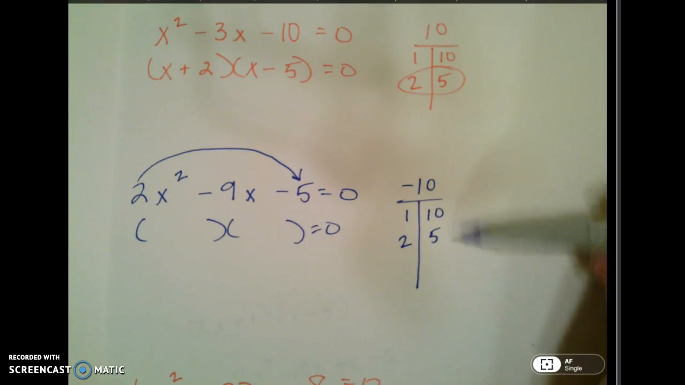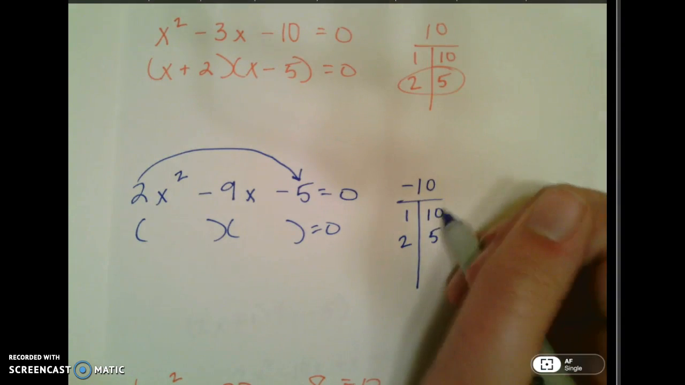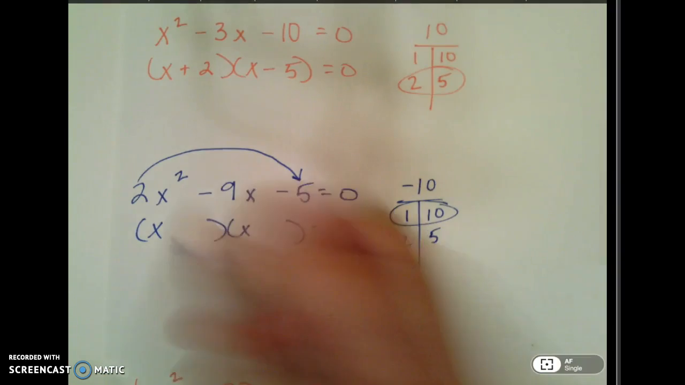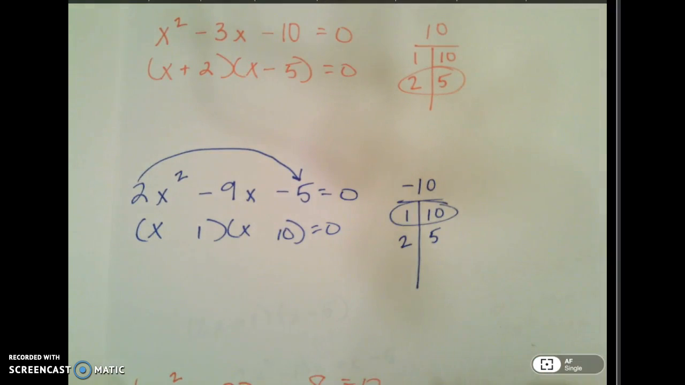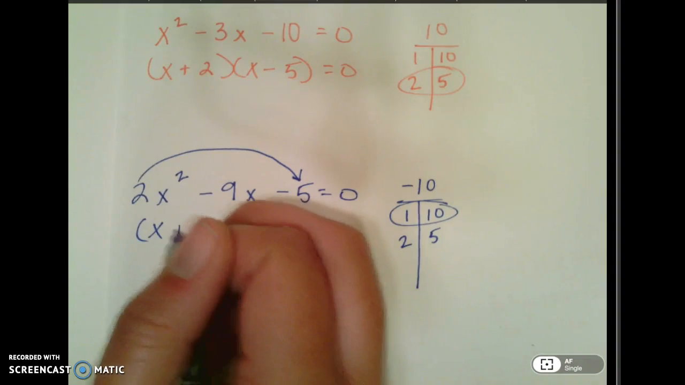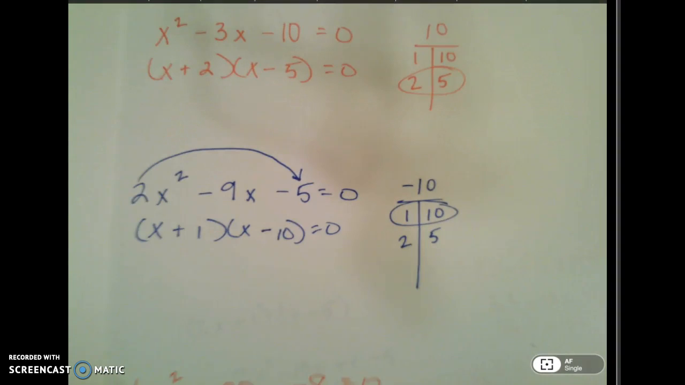So I have to decide which of these two is going to give me 9. 1 and 10 is going to do that. So I still would do x times x, and I'm still going to use 1 and 10, just like normal. In order to get a positive 9, I would need to have a plus 1 and a minus 10.